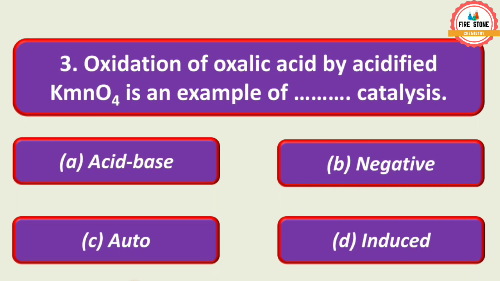Next question, question number 3. Oxidation of oxalic acid by acidified KMnO4 is an example of dash dash catalysis. And the options are A acid base, B negative, C auto and D induced. And the correct option is option number C, that is auto. So oxidation of oxalic acid by acidified KMnO4 is an example of autocatalysis.